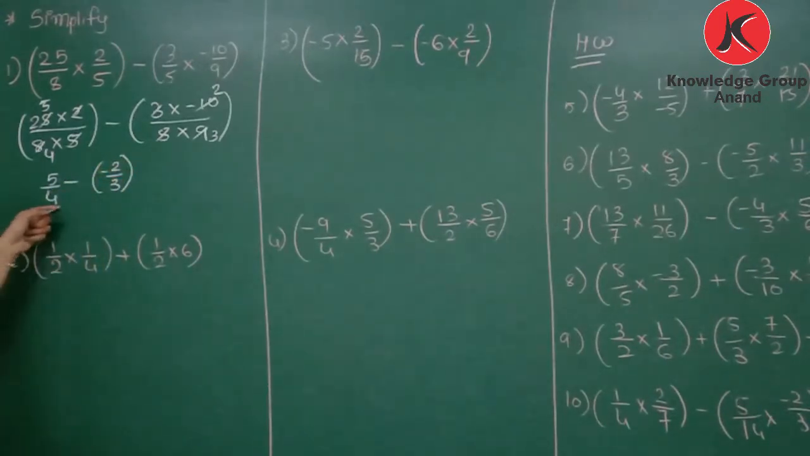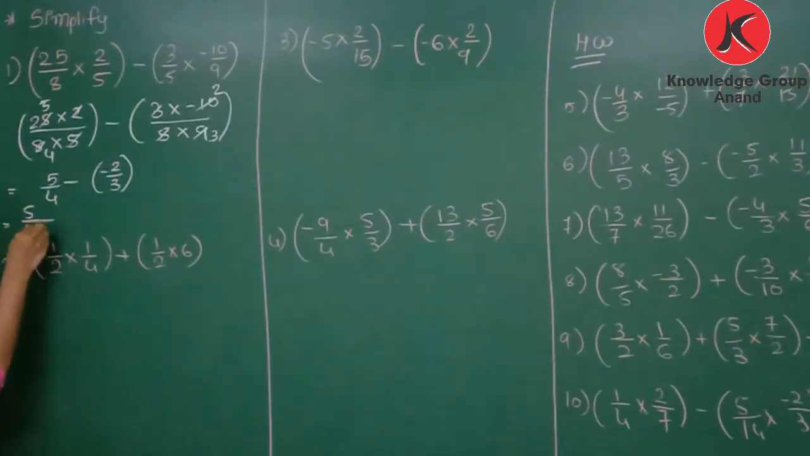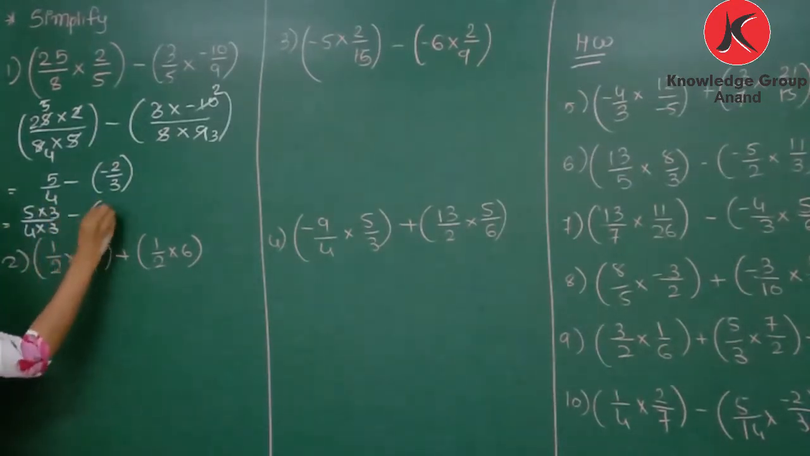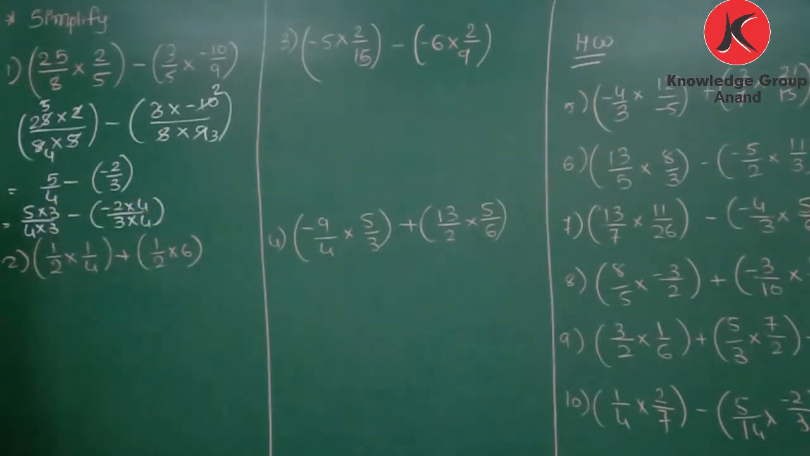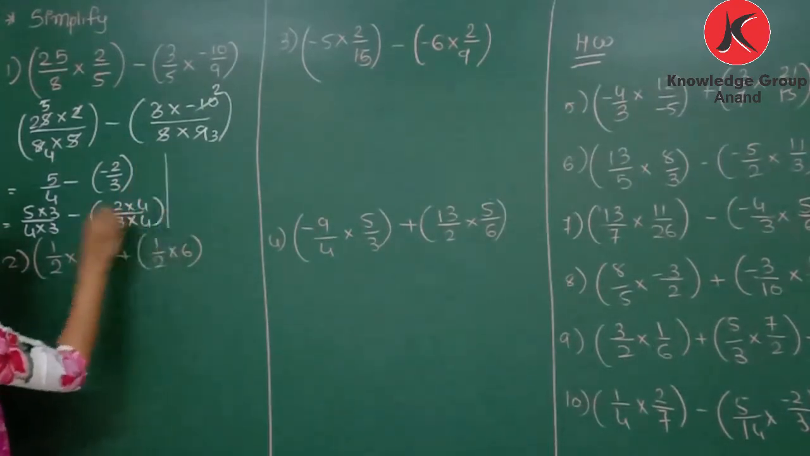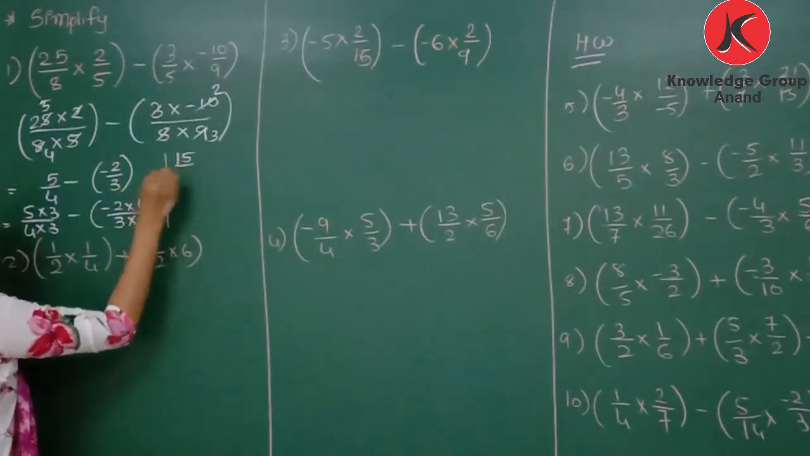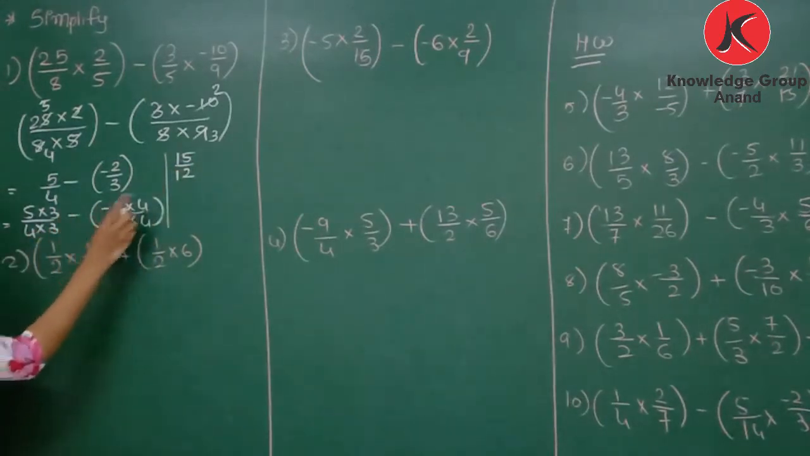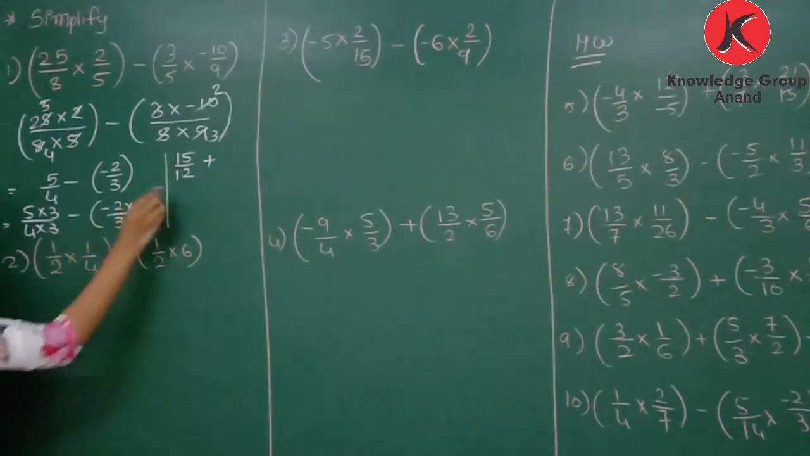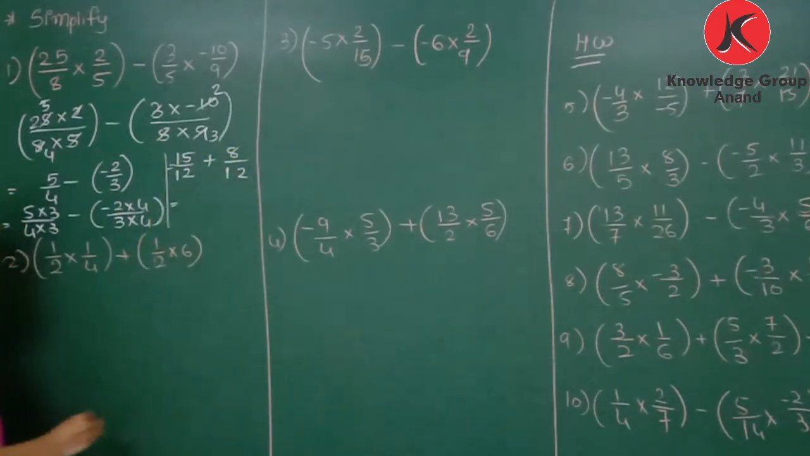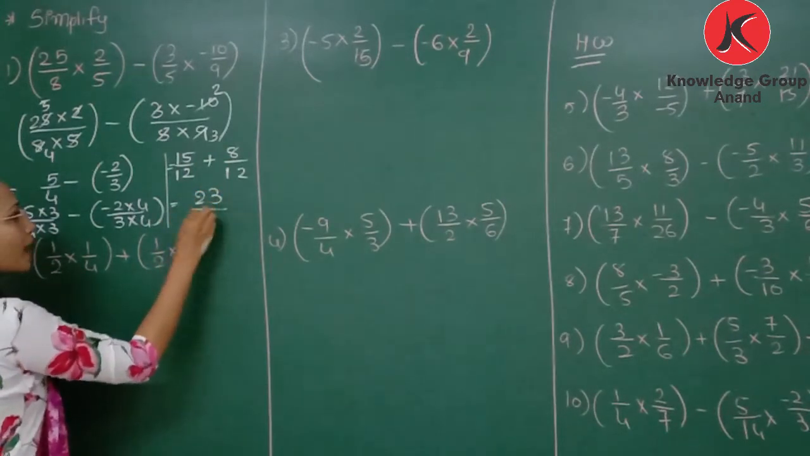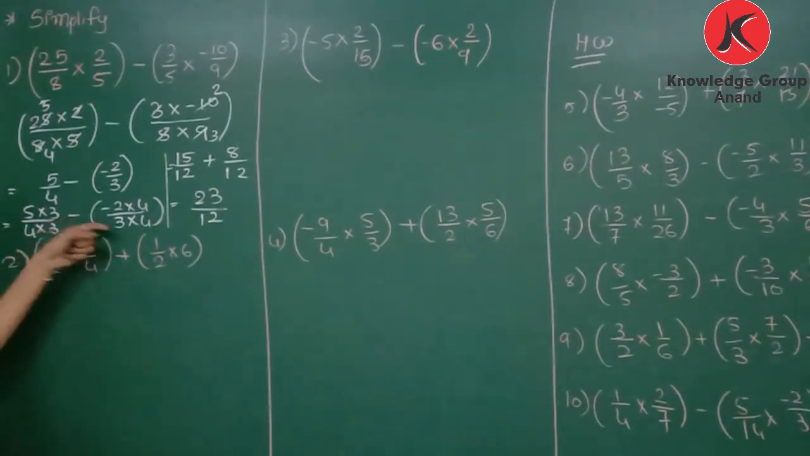So LCM of 3 and 4 is 12. So here 5 by 4 is multiplied with 3 in the numerator and denominator, and minus 2 by 3 is multiplied with 4. Why? Because LCM of 3 and 4 is 12. Now we have 5 3s are 15 by 12. Now minus minus become plus. Here minus, so it is 8 by 12. Now 15 plus 8, that is 23 by 12. Clear? This is same as we perform subtraction and addition of rational number.